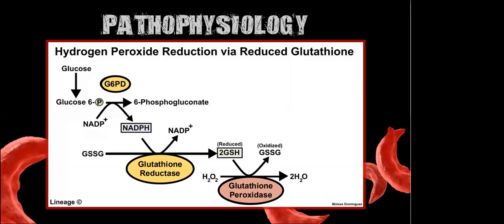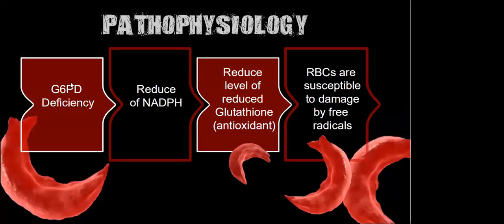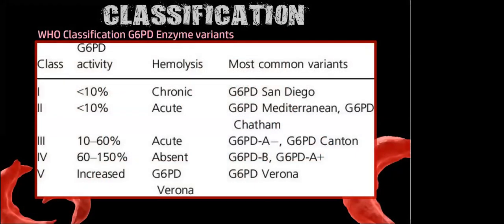To put it simply, if there is G6PD deficiency, there will be reduced NADPH. So there will be a reduced level of reduced glutathione, which is the antioxidant, and the red blood cells are susceptible to damage by free radicals, leading to hemolysis, which is the premature destruction of red blood cells. There is also a World Health Organization classification of G6PD enzyme variants. It has 5 classes, and G6PD activity increases following the classes. This is a general idea about the classification; I will not explain more.